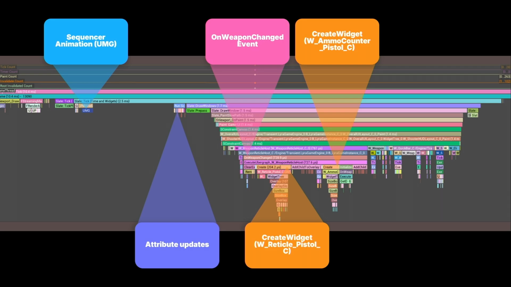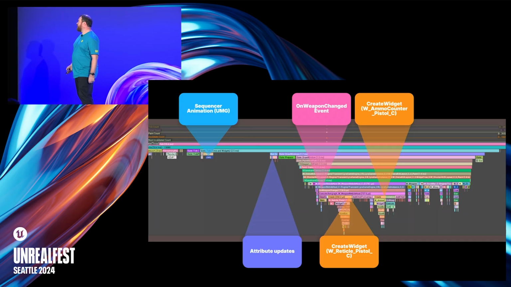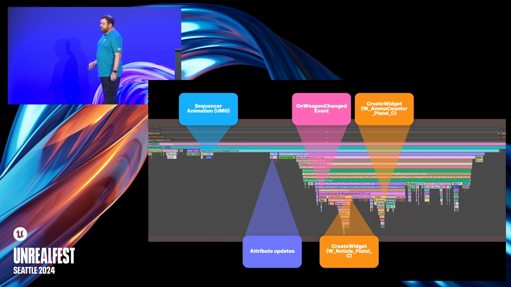Next up, we saw that there was a weapon changed event being fired, and that caused two calls to create widget, one for reticle pistol, one for ammo counter pistol. And from that, I can tell, okay, this is a frame where I switched from the shotgun to the pistol, and it caused an animation to play, created new widgets. That's why this one was more expensive than the ones around it. If I were trying to optimize this, I might try to cache off these widgets instead of creating them every time, or I might try to clean up this animation to take less time if it were a problem.